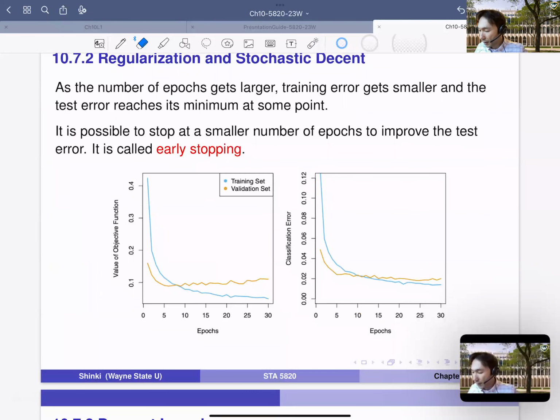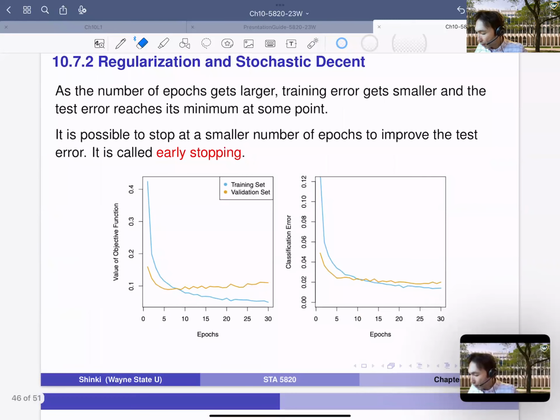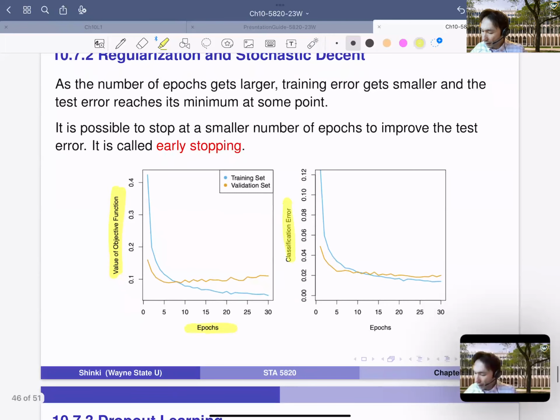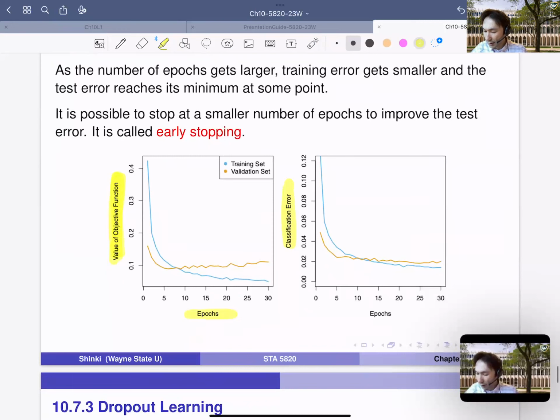And here is the example. When the number of epochs gets larger, what will happen? This is the number of epochs on the x-axis, and this is the value of the objective function. And this is the value of classification error. Classification error and objective function are similar, but often the objective function is likelihood based, and the classification error is just the count of errors.